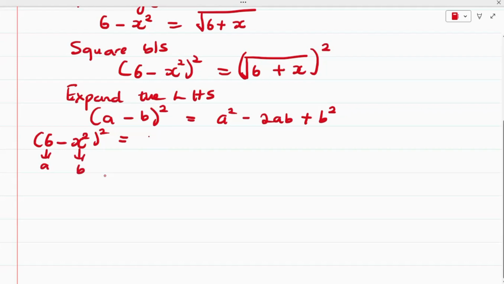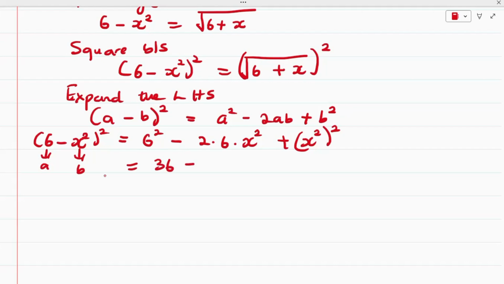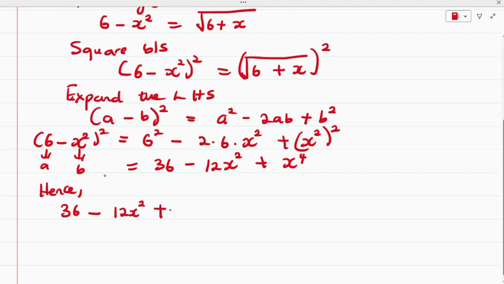So this becomes 6 squared minus 2 multiply 6 multiply x squared plus x squared all raised to the power of 2. So this is equal to 6 squared is 36 minus 2 multiply 6 is 12x squared plus x raised to the power of 2 multiply 2 is 4. So hence the equation becomes 36 minus 12x squared plus x raised to the power of 4 is equal to, now this is going to cancel out this, we have 6 plus x.